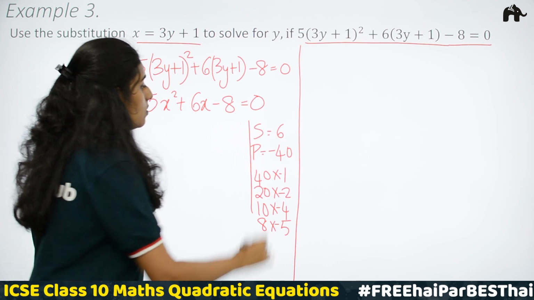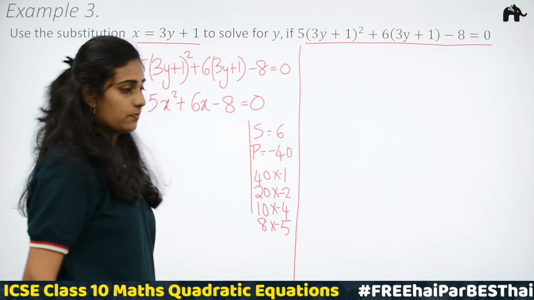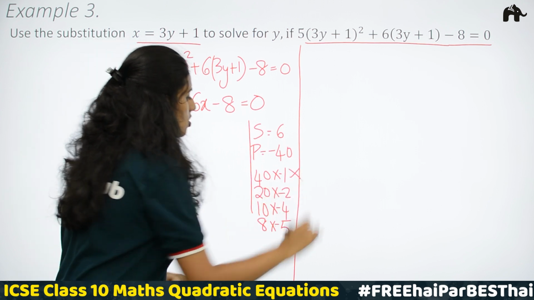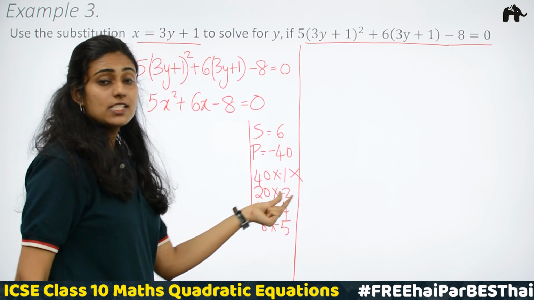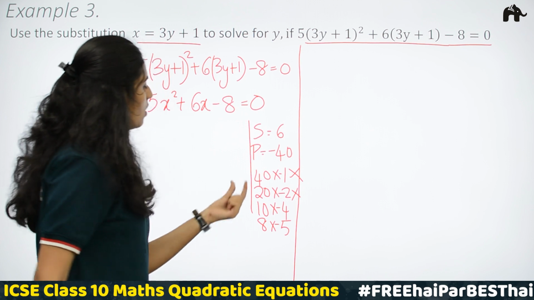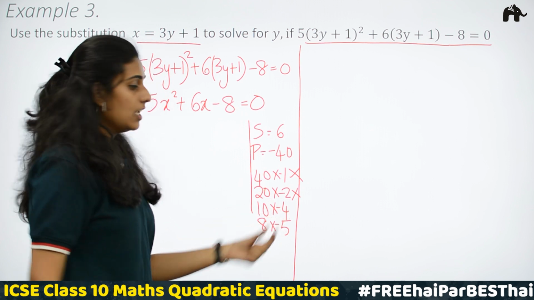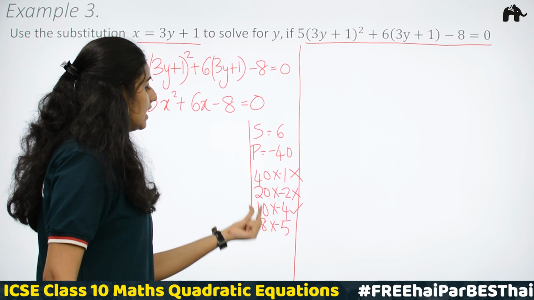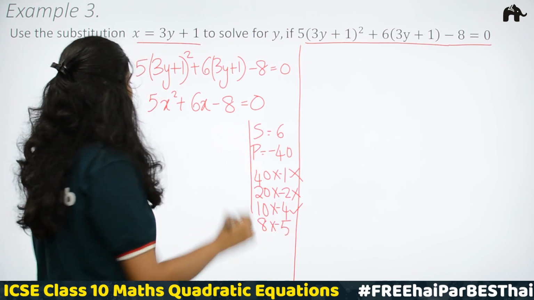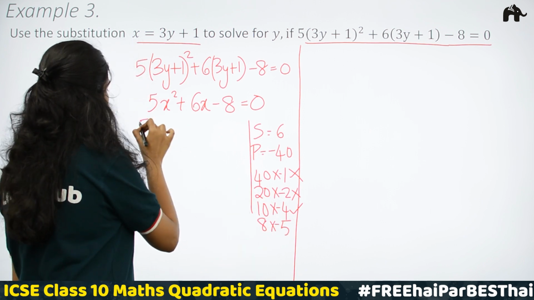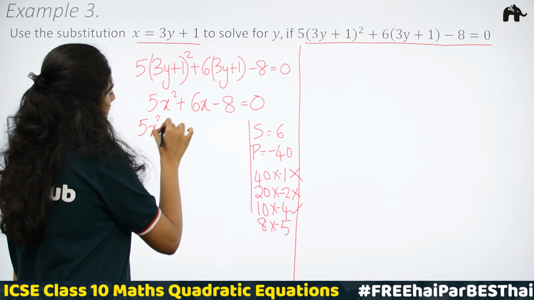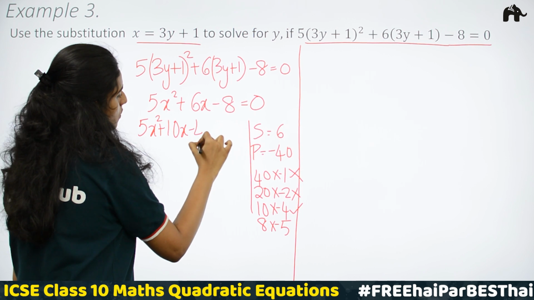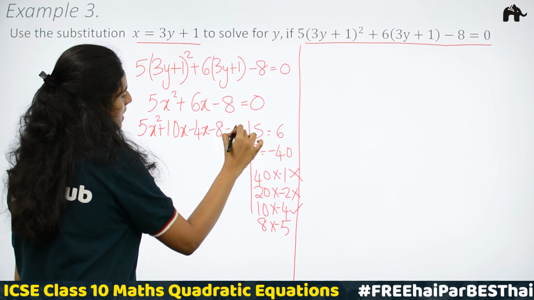Okay. Now to get sum 6. 40 minus 1 is 39, so this is not possible. 20 minus 2 is 18, no. 10 minus 4, 10 minus 4 is 6. Okay, we got two numbers, 10 and minus 4. Substitute here, splitting the middle term: 5x square plus 10x minus 4x minus 8 is equal to 0.